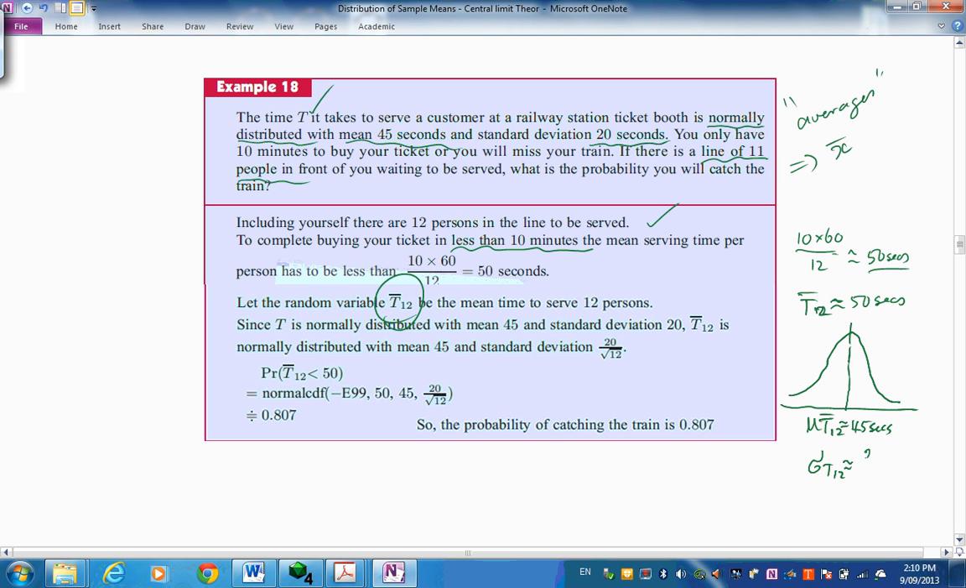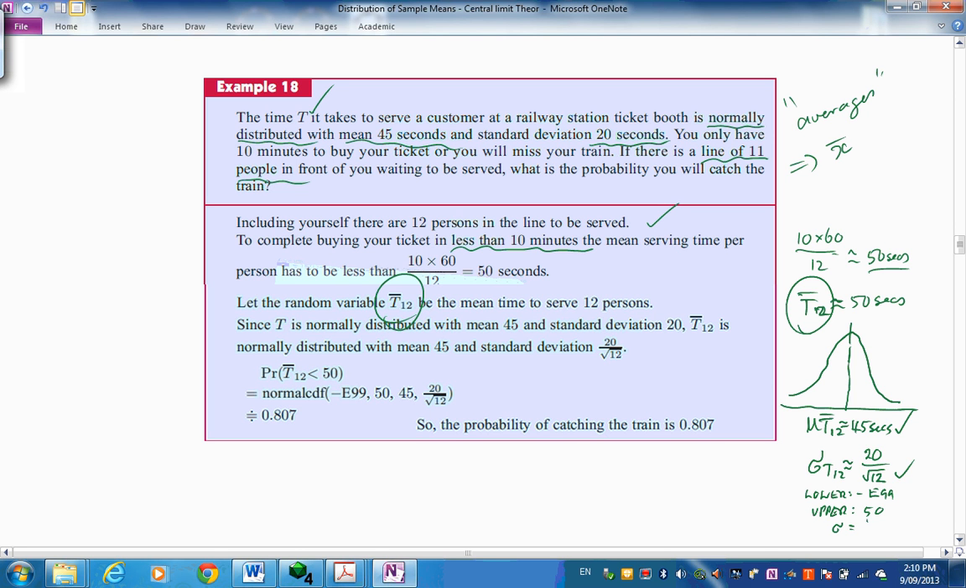It was originally 20 seconds, but because it's a distribution of sample means, divide by root 12. Okay, it's a narrower distribution. So if this is the t bar 12 distribution, then we need to put in these values. What's the probability of being less than 50 seconds? So normalCDF. Lower would be negative 99. Upper would be no more than 50 seconds.